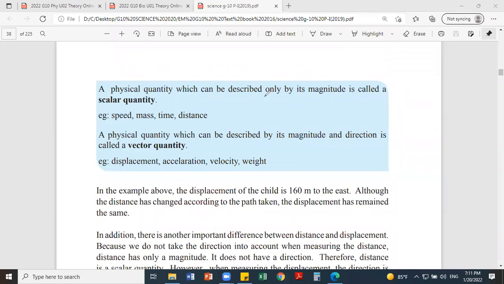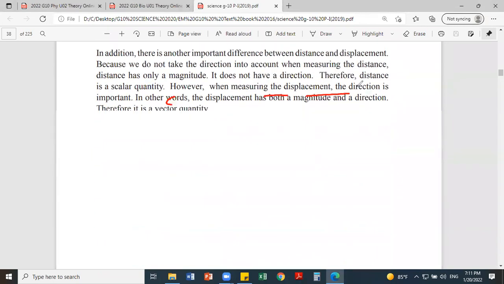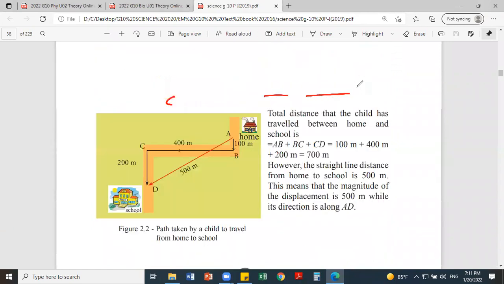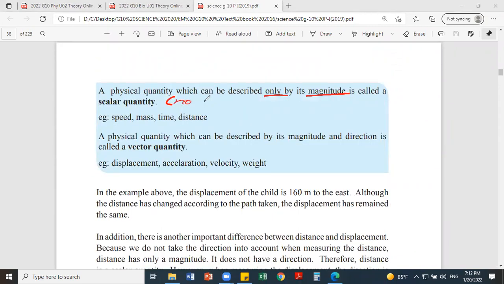Only magnitude. Underline magnitude, and that means no direction. No definite direction. This is page number 24 in your textbook. Only the magnitude, only the value. For distance you can say 300 meters or 1 kilometer, with no definite direction. That's why we call it a scalar quantity.